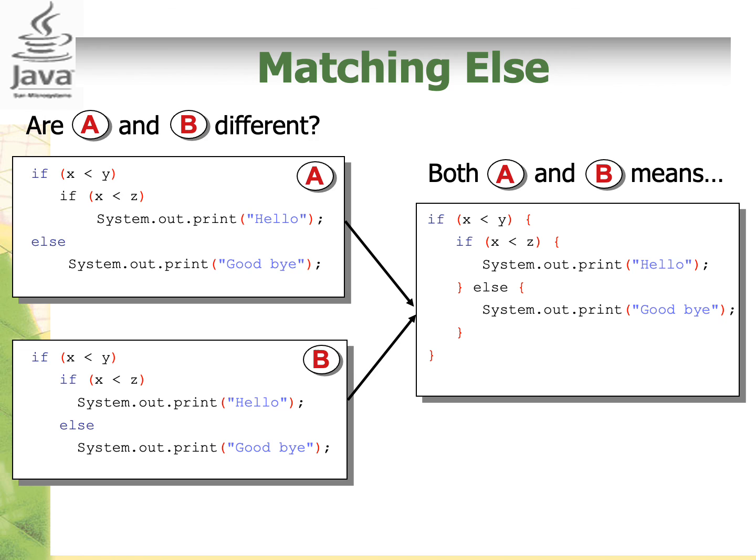Let's look at these two codes A and B. Are they different? From here, we can see that it is important that we know that indentation is not sufficient to determine the nesting of if statements. The compiler will always match the else with the nearest if. So, make sure that you really understand the concept of multiple if-else so that you know which else belongs to which if. In this case, we can see that A is exactly the same as B.